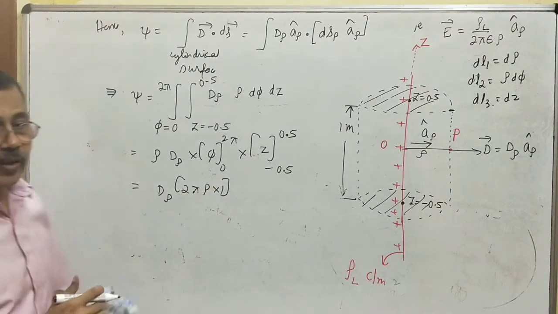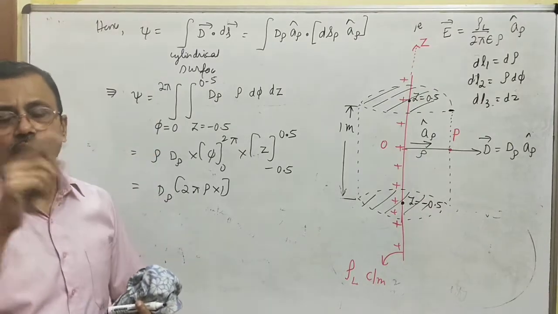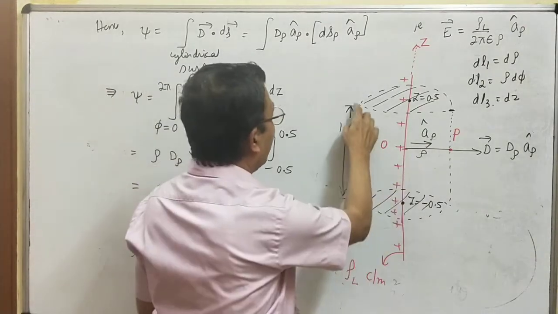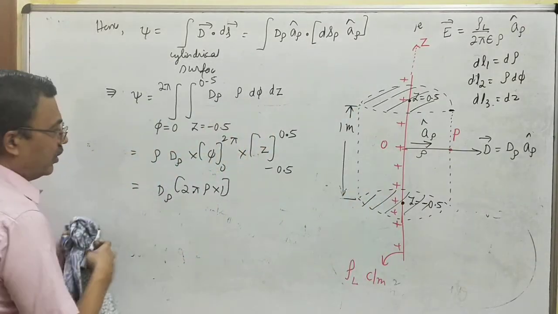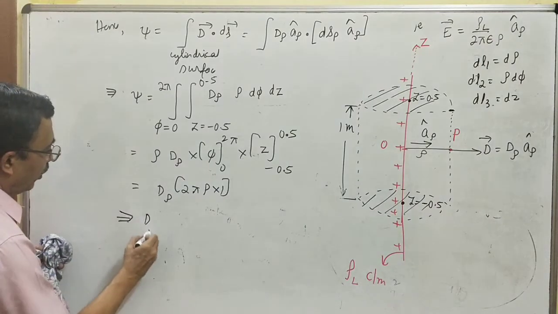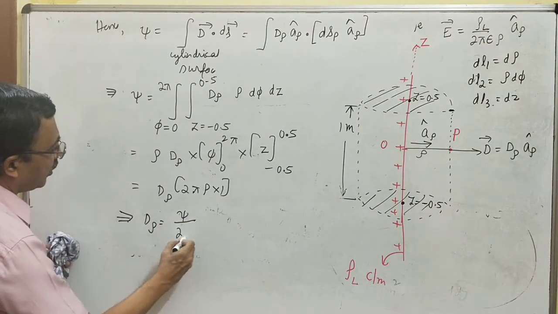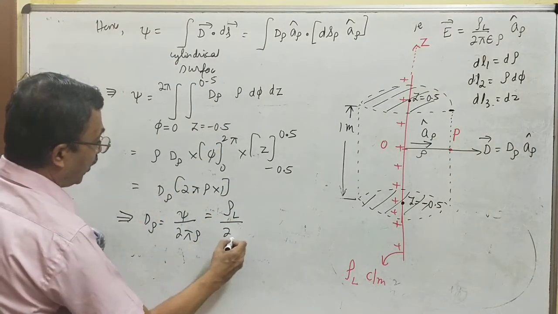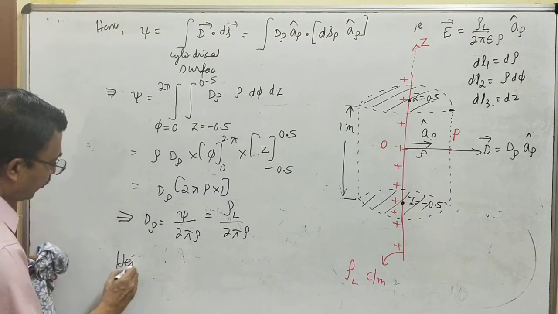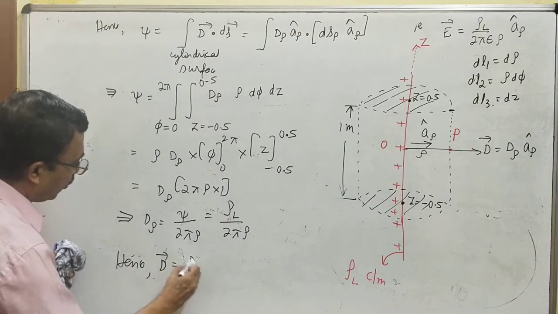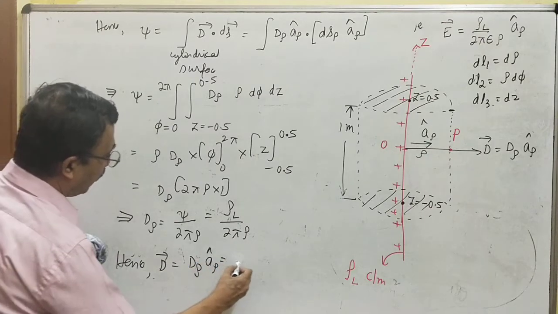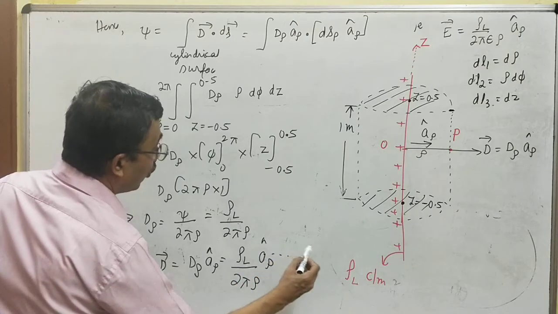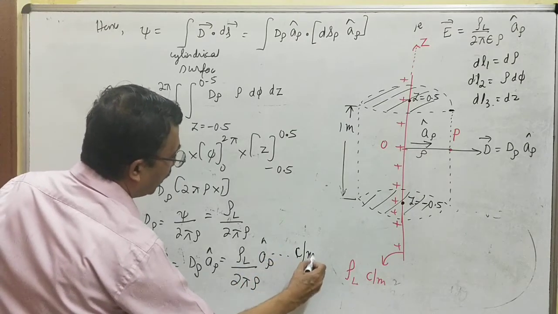So see, what is the surface area of a cylinder? 2 pi rho h. 2 pi r h. R is rho and what is h? 1 meter. Same expression I have got here. From this expression, we get what is D rho? D rho is nothing but psi divided by 2 pi rho. What is psi from step number 1? Rho L. Rho L divided by 2 pi rho. Hence, vector D is equal to D rho into a rho cap equals rho L divided by 2 pi rho into a rho cap. So many coulombs per meter square.